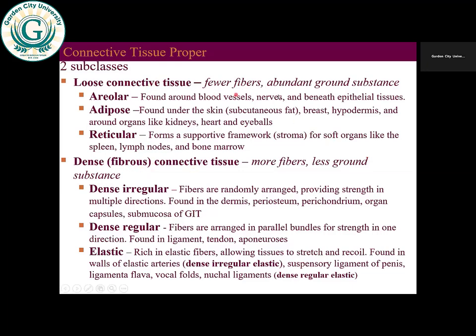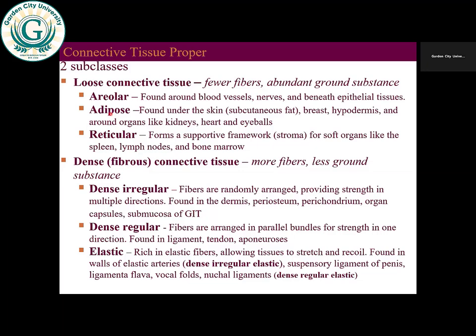Loose connective tissue has fewer fibers and abundant ground substance. Dense connective tissue has more fibers and less ground substance. Here, I just want you to know where we can find them. We have the areolar connective tissue, adipose connective tissue, and reticular connective tissue. In fact, anytime you say loose connective tissue, you are referring to areolar connective tissue. So understand that.